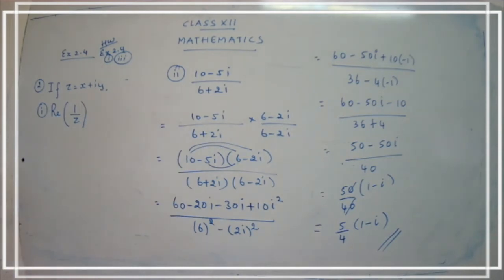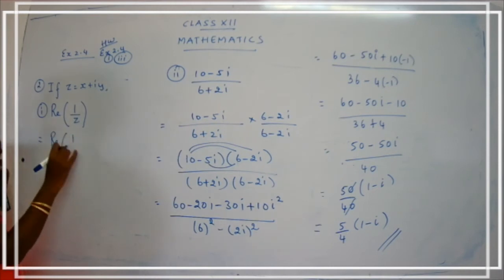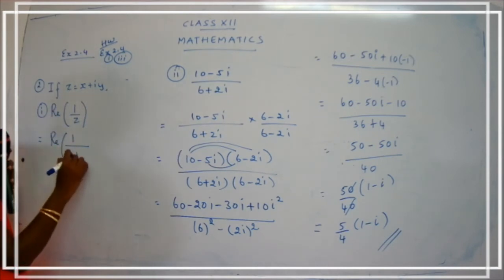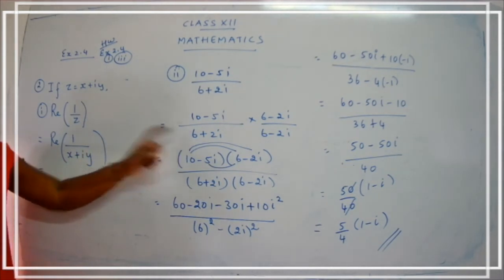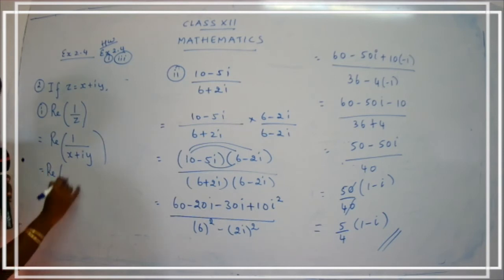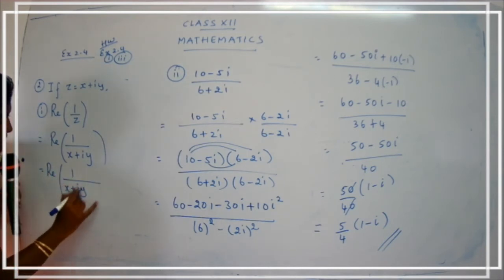First of all, let's go on substituting the value. So what do you get here? Real part of 1 upon, I know the value for z. What is the value for z? Yes, x plus iy. I have told you that do not keep the imaginary part in the denominator. So what are you going to do? You have to take the conjugate and multiply and divide by the conjugate. I hope you remember this point that we have used in our previous sum. So this is real part of 1 upon x plus iy.